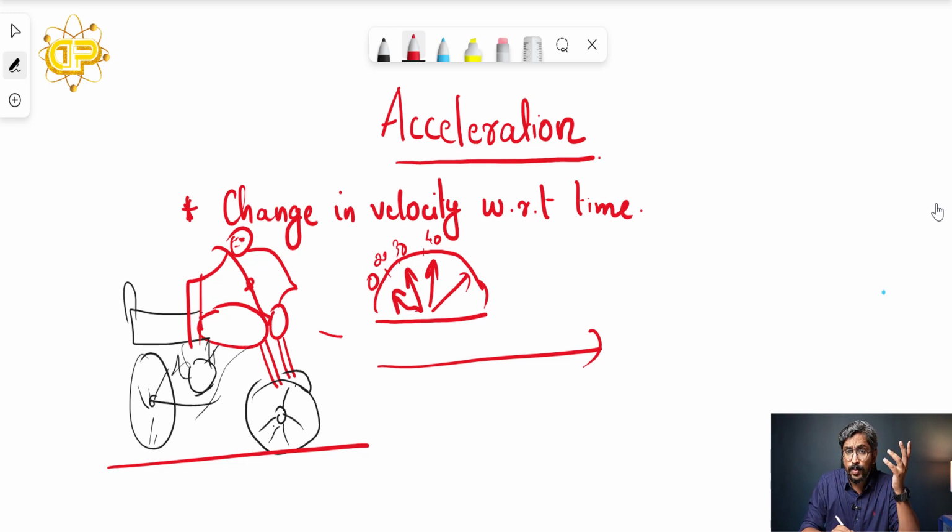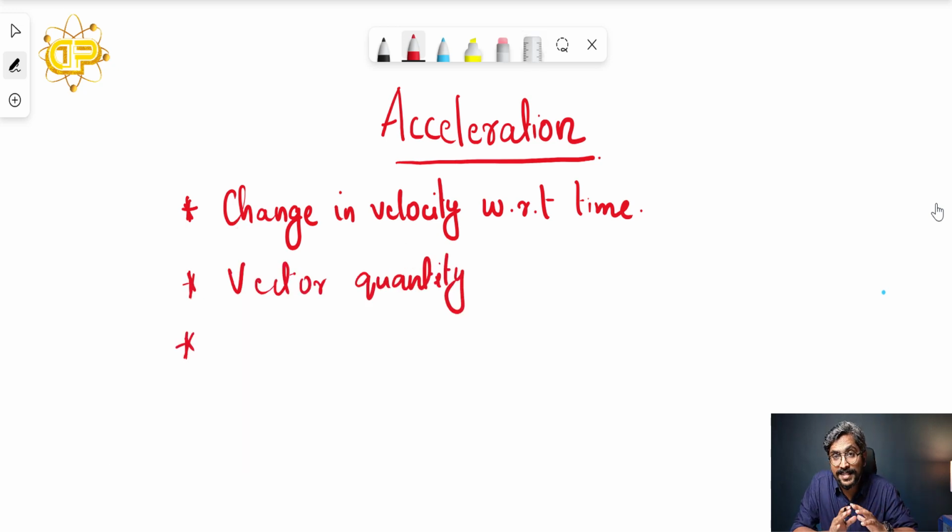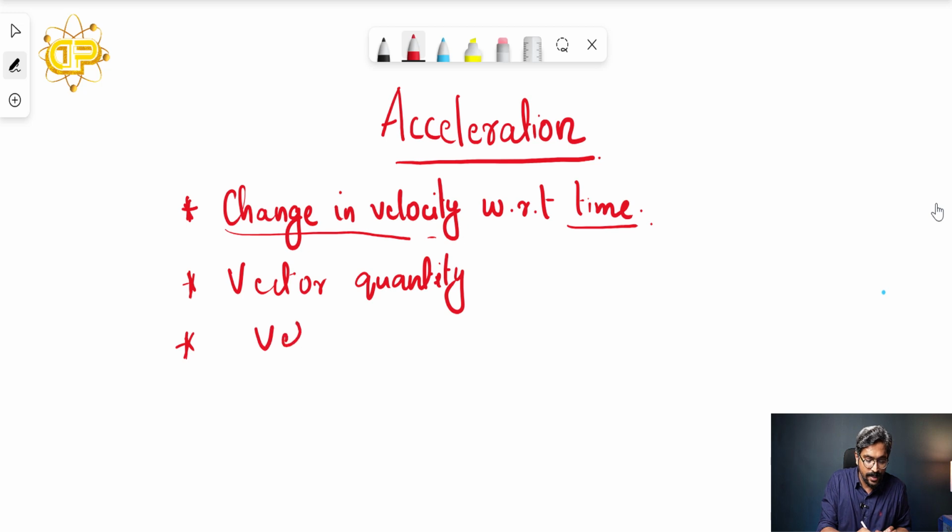Acceleration. Acceleration has a specified direction, so definitely acceleration is a vector quantity. And the third point is, what is the SI unit of acceleration? Acceleration means a change in velocity with respect to time. So definitely it is velocity by time.